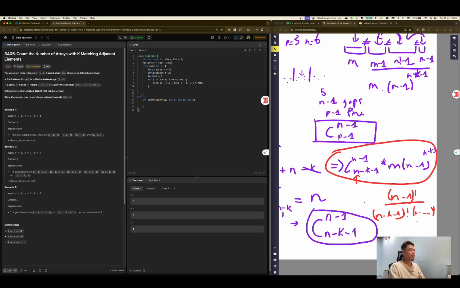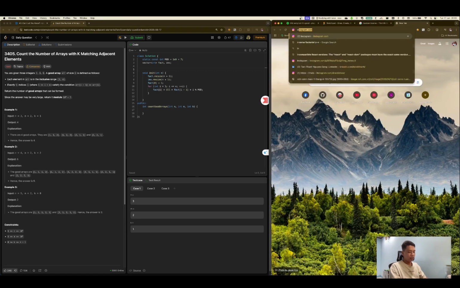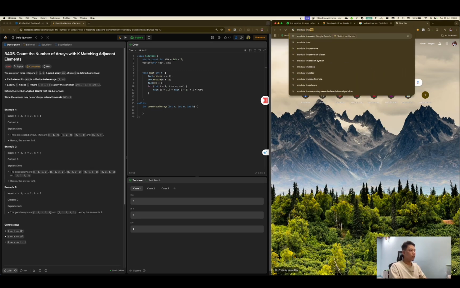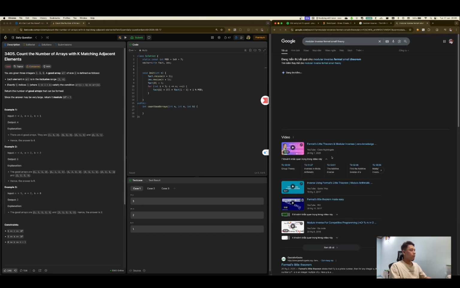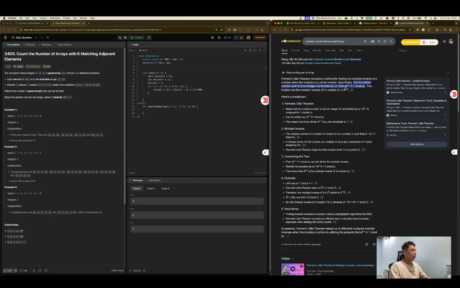Okay, to calculate the modular inverse, you can use Fermat's little theorem. You get something like this: a to the power of p minus 1 is equal to 1 modulo p. That's the theory. So we're going to implement the power function here.